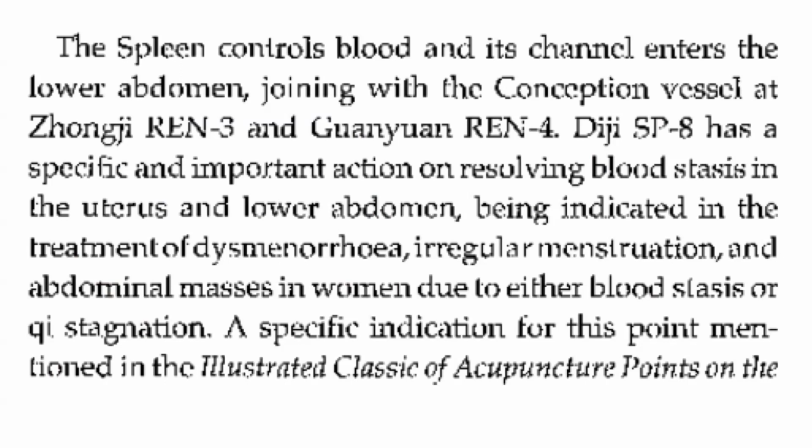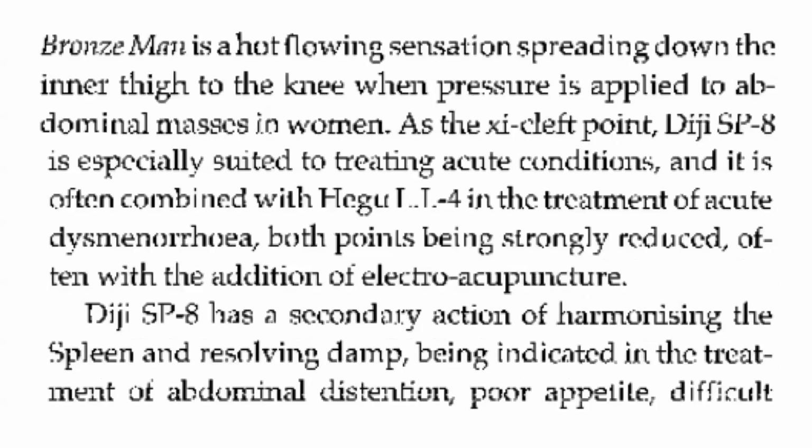Qi stagnation. A specific indication for this point, mentioned in the Illustrated Classic of Acupuncture Points on the Bronze Man, is a hot flowing sensation spreading down the inner thigh to the knee when pressure is applied to the abdominal masses in women. As the Xi-Cleft point, spleen 8 is especially suited to treating acute conditions, and it is often combined with LI4 in the treatment of acute dysmenorrhea, both points being strongly reduced, often with the addition of electroacupuncture.